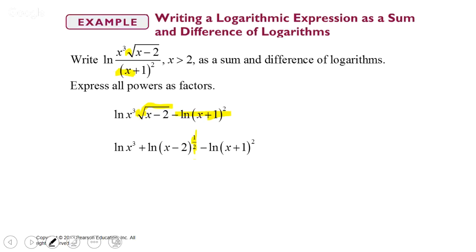Now I have powers, so I can do something with the powers. I can bring those powers out in the front, bring the power out in front, bring the power out in front. And there it is, all expanded.